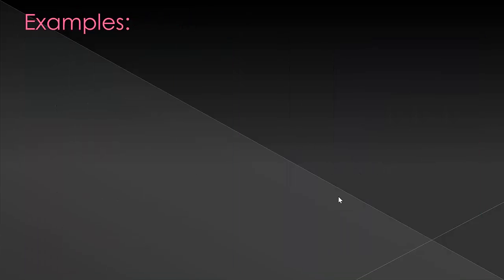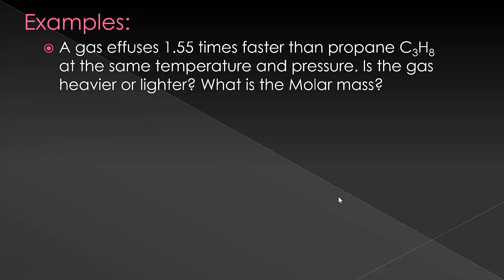So let's do an example of this. I tell you that a gas effuses 1.55 times faster than propane. We know what propane is, C3H8, at the same temperature and pressure. So that's just setting up your situation so you know that you're not changing your temperature or your pressure in this case. The measurements were done at the same temperature and pressure. Is the gas heavier or lighter? What is the molar mass? So if this gas is going to be effusing faster, it means that its average speed, its RMS, is faster, which means that it has to be lighter overall in order to have the faster speeds.